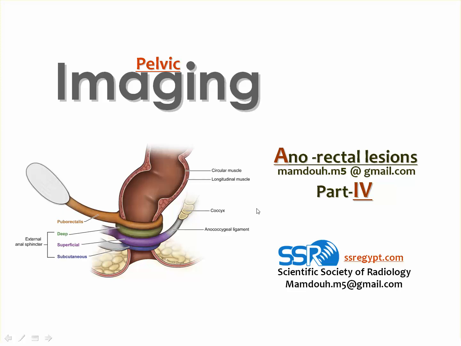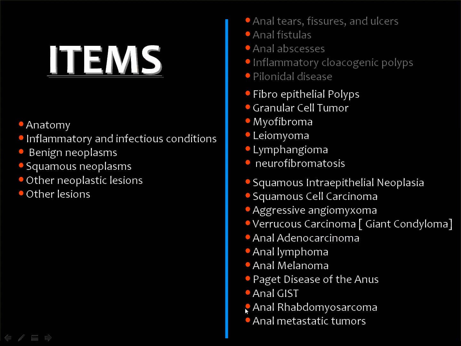Dear colleagues, this is the last part of the topic of anorectal lesions, and we have discussed the rectal anatomy and pathology in two lectures, and we discussed the first part of the anal pathology in the previous lecture, and now we will continue with the last part of the anal pathology.